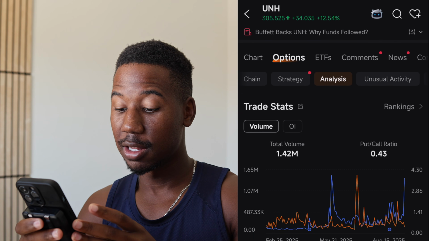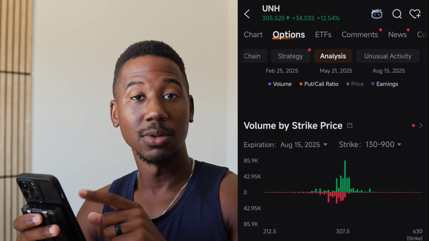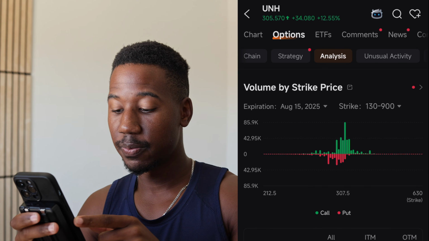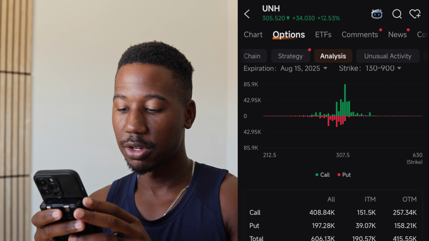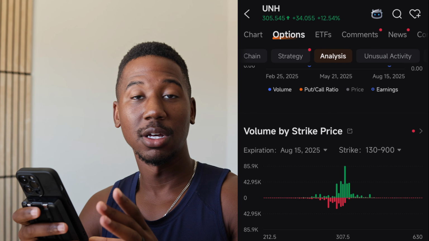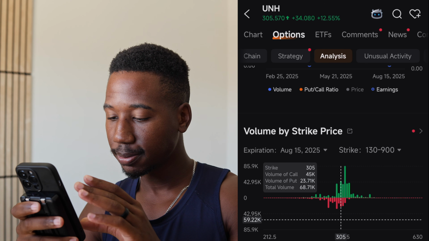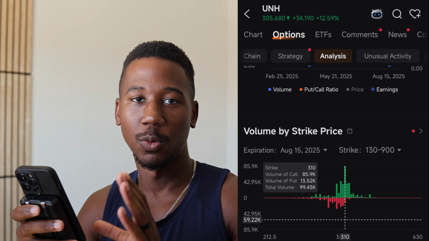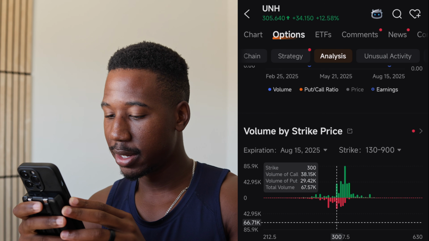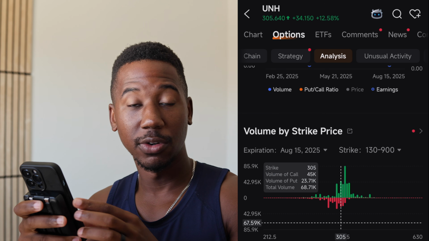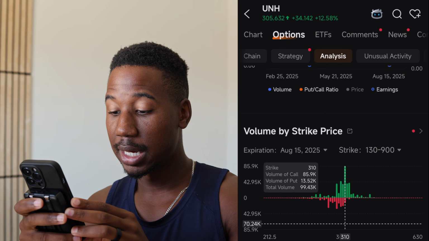Then I'm going to come down and look at, you can see the volume by strike price, and you can also see the open interest by strike price. I'm going to look at the volume and see, okay, where is there the most trading volume? I can see the green is going to be for calls. The red is going to be for puts.